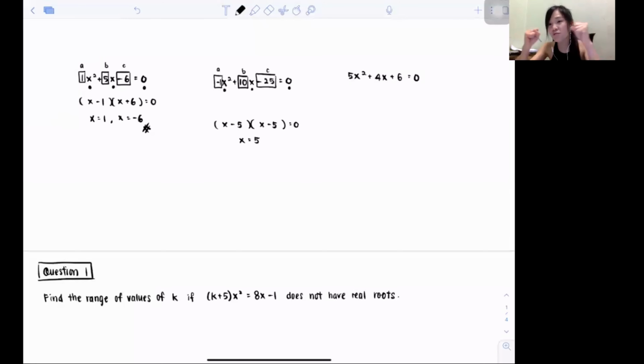And when both brackets are the same, right, you can actually write one bracket with a square. Isn't it quite smart in that way? So my dear, this is exactly how you write if you only have one answer. Let's look at the third one.